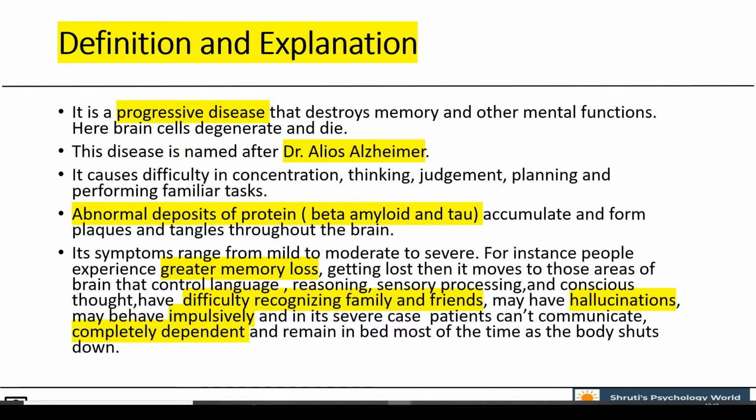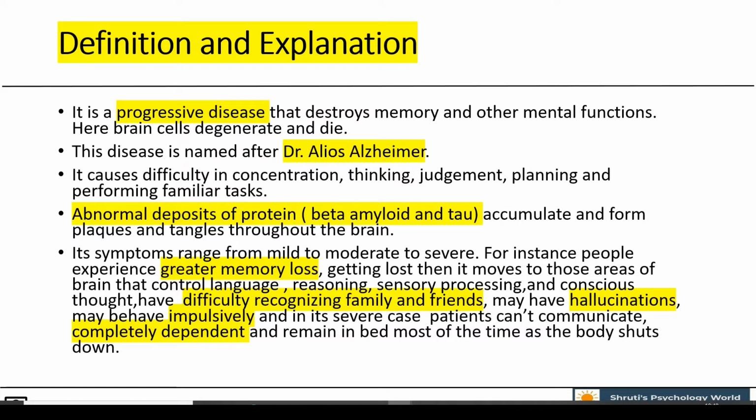It is a progressive disease that destroys memory and other mental functions. Here, brain cells degenerate and die. So, what do we mean by a progressive disease? A progressive disease is a health condition or disease that gets worse over time, resulting in a general decline in health or function. So Alzheimer is a progressive disease because it gets worse over time.